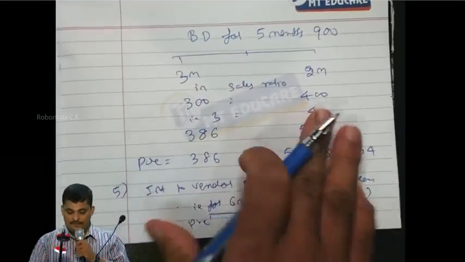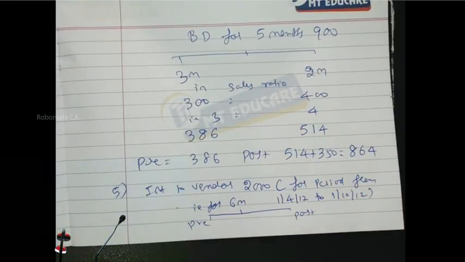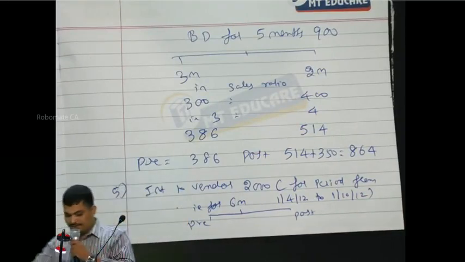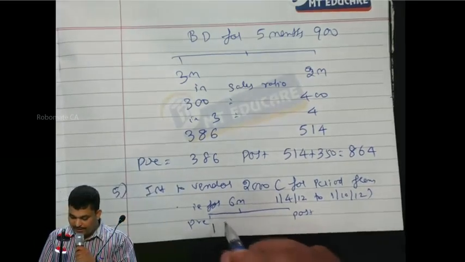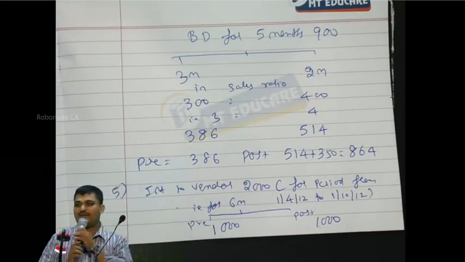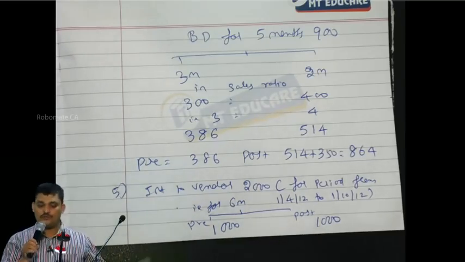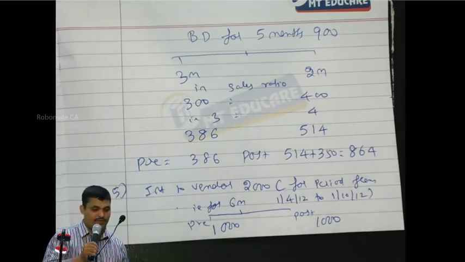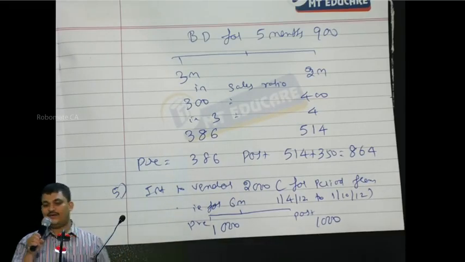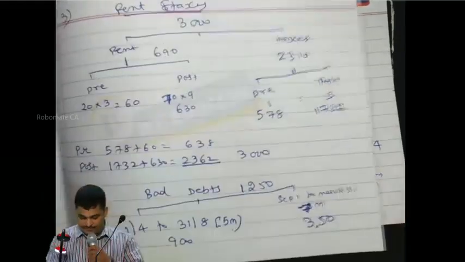First, this interest is for how many months? 6 months. How many months is pre? 3 months is pre. So thereby it will be 1000 and 1000. 3 months pre and 3 months post. Clear? It is not 9 months post because the interest itself relates only to 6 months. So 3 months is pre, 3 months is post, so it is 1000 and 1000. Understood? Everybody? So these are the items that we have to post.